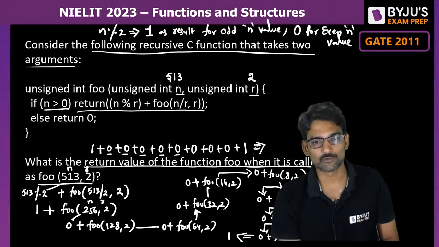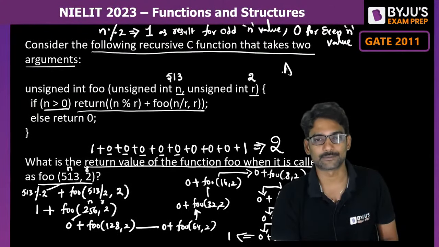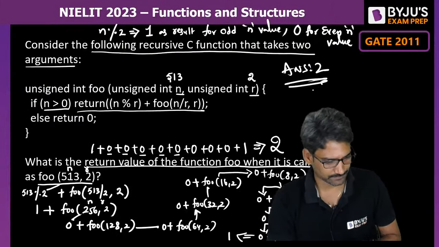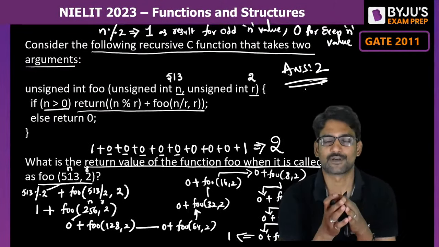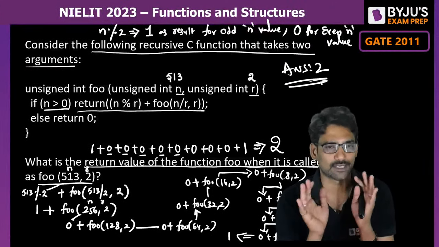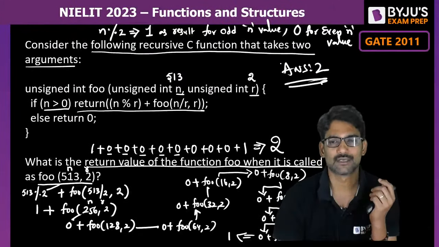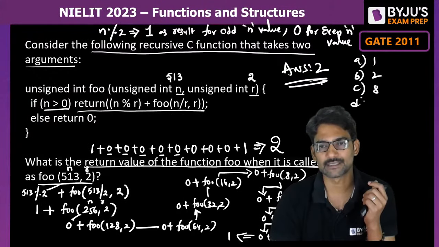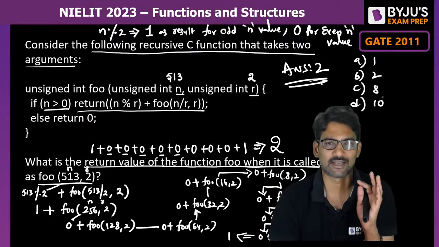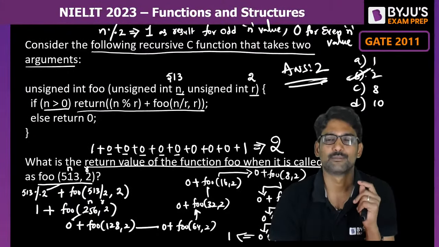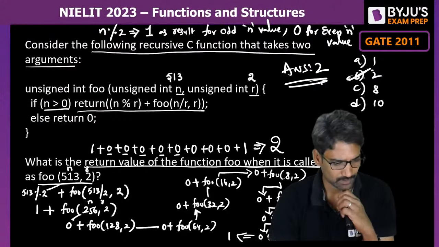So, what would be written? 2 would be written. What is the answer? 2 is the answer, guys. Of course, for you, you will get it as MCQ, not as a NAT, because in the NIELIT only MCQs. Just you can understand, like option A 1, option B 2, option C 8, option D some 10, like this some values are given. Then B would be the answer. Okay.